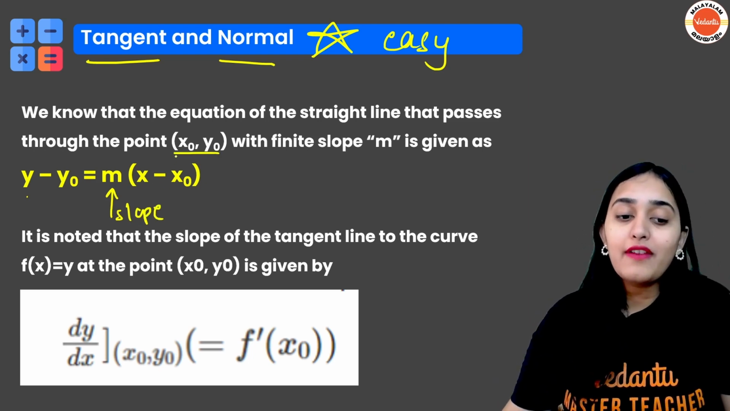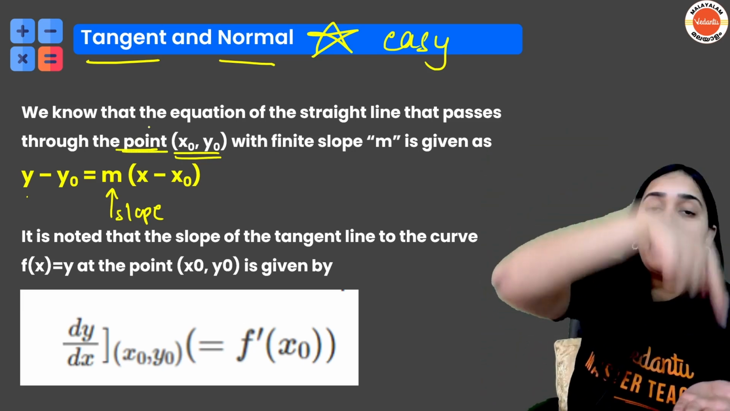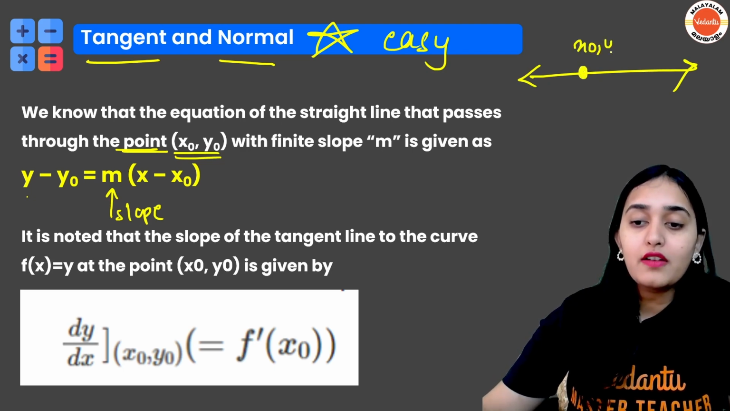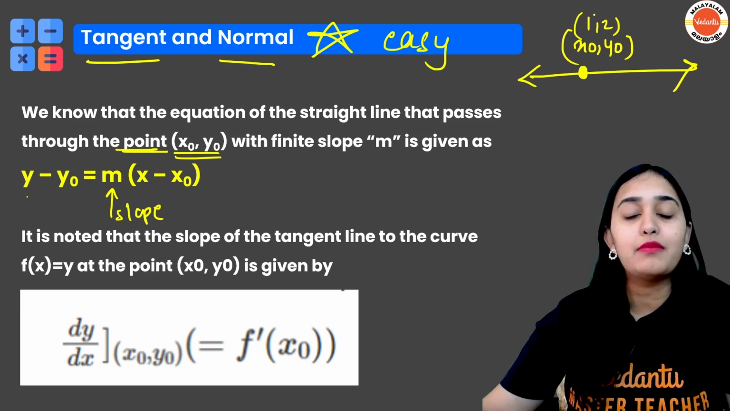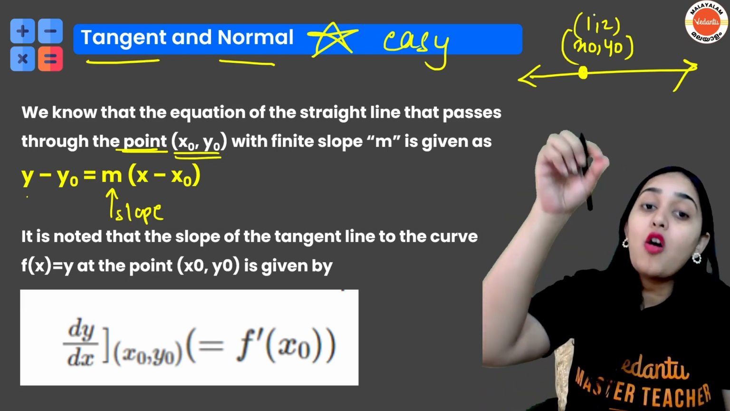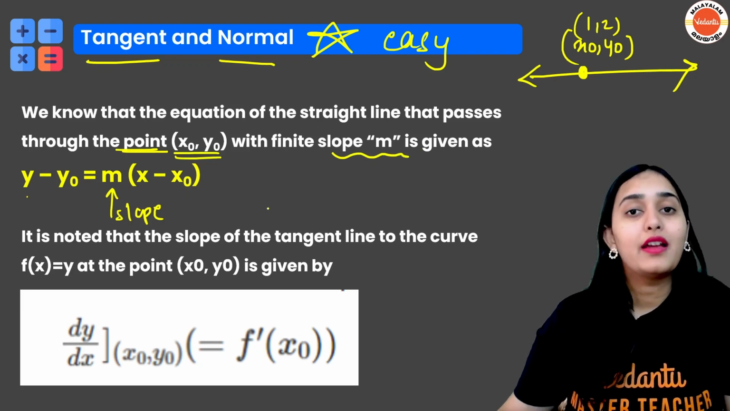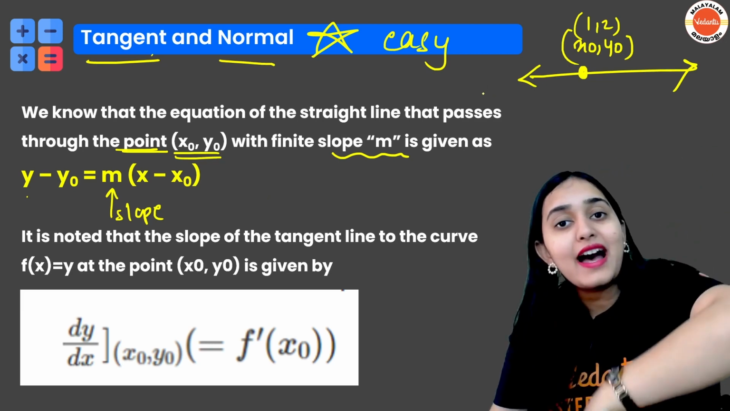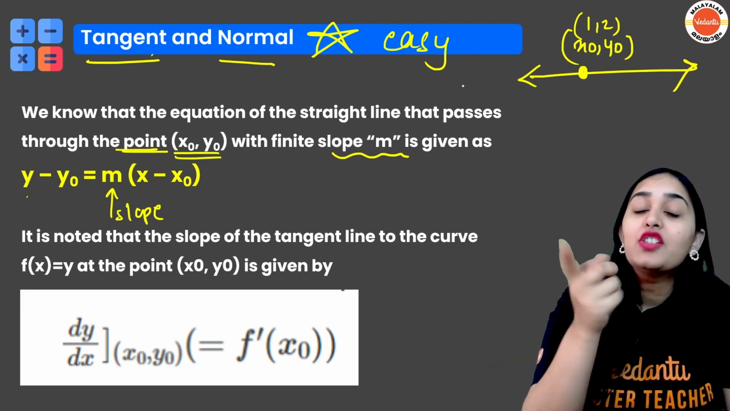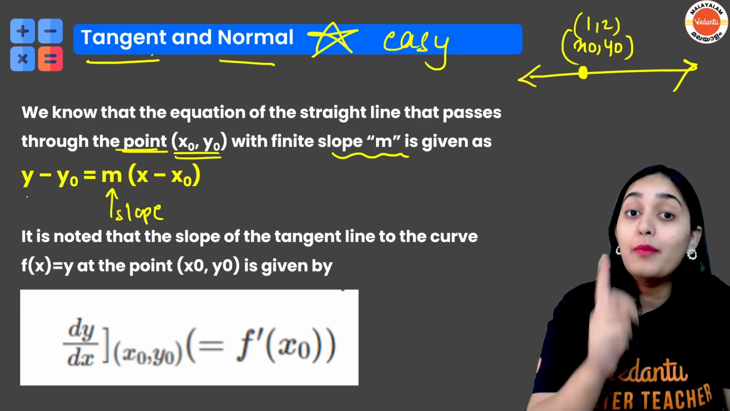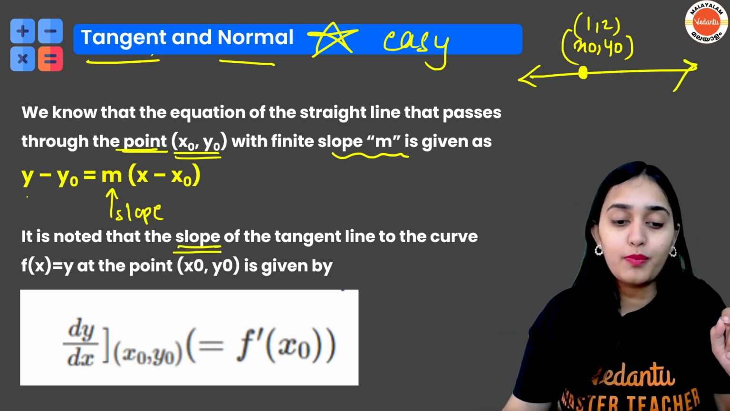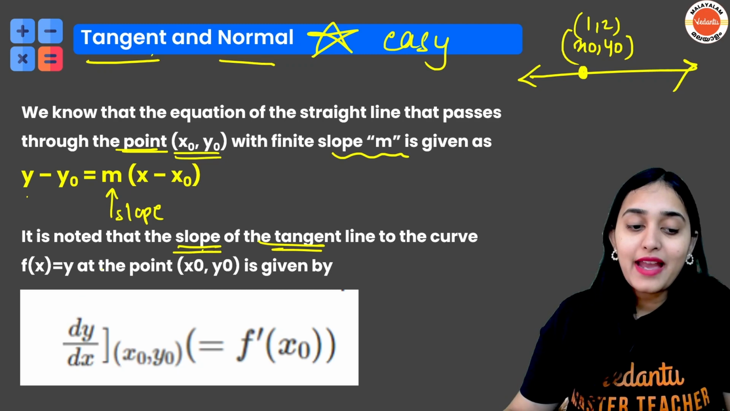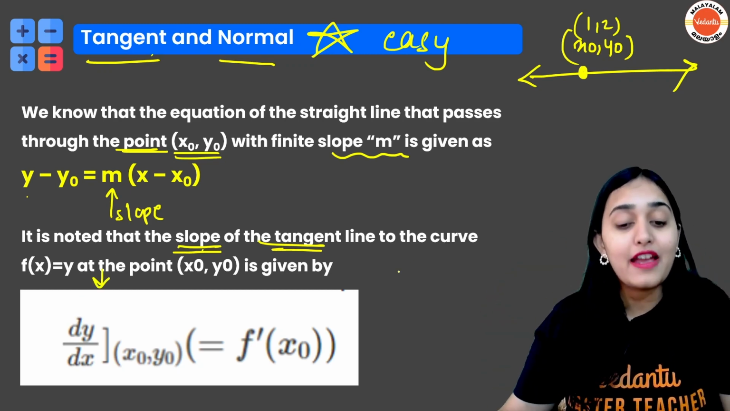Now what is x naught y naught? It is a point on the line. So suppose you have a line, then there is a point which is x naught y naught. It can be anything. It can be 1 2, it can be 2 4, it can be anything. It's just a point on the line having slope m. Now, if you want to find out tangent of this line, what is the tangent of this line? So, tangent will also have similar equation, but tangent will have a different slope. How you find out slope of a tangent? So, slope of a tangent is dy by dx of the function, that is f dash of x.